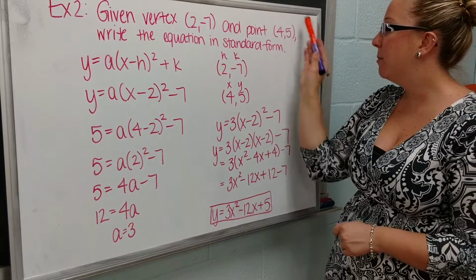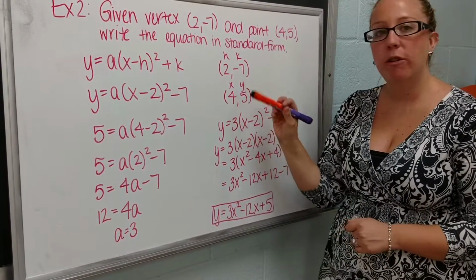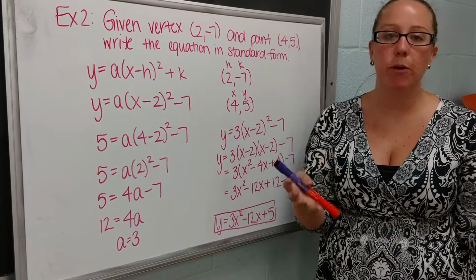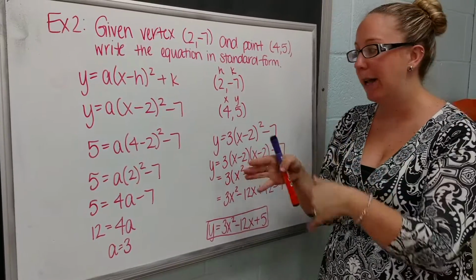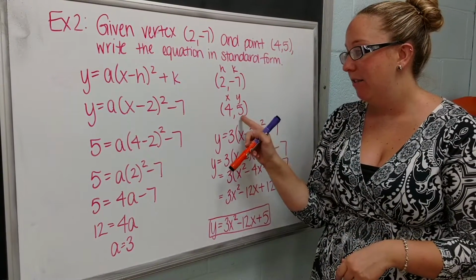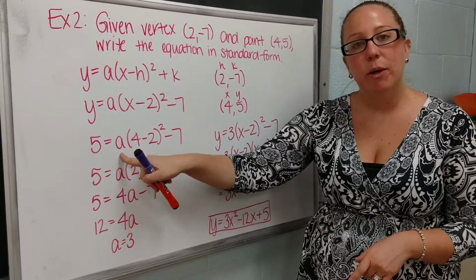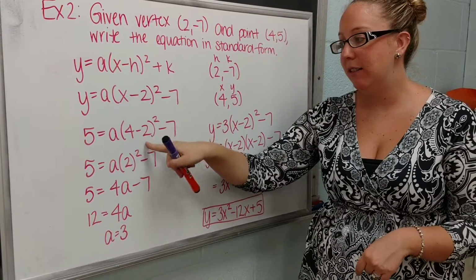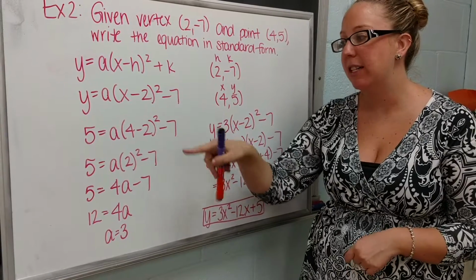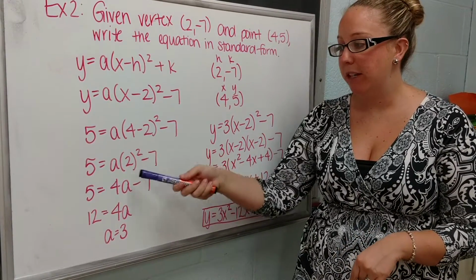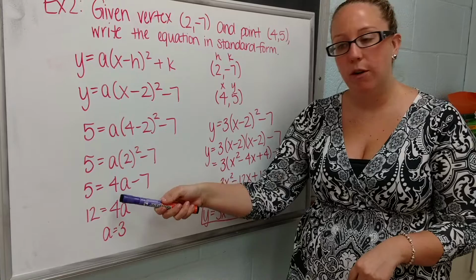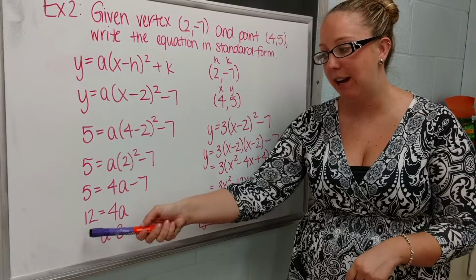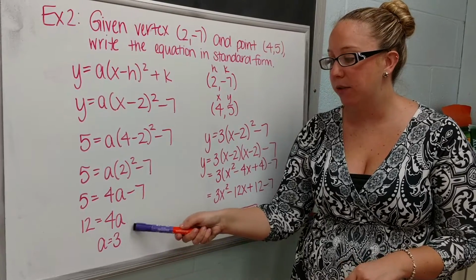And then I also have this point 4, 5. That point 4, 5 you can plug in for x, y, because that's a point on the coordinate plane, and you know that points on the coordinate plane are x, comma, y. So plugging that in, 5 in for y, a is what we're trying to solve for, then 4 in for x, minus 2 squared minus 7 from the vertex. And you're going to solve. So 4 minus 2 is 2, 2 squared is 4, and then you want to move the 7 over, so you're adding 7 to both sides, dividing by 4. You get a equals 3.